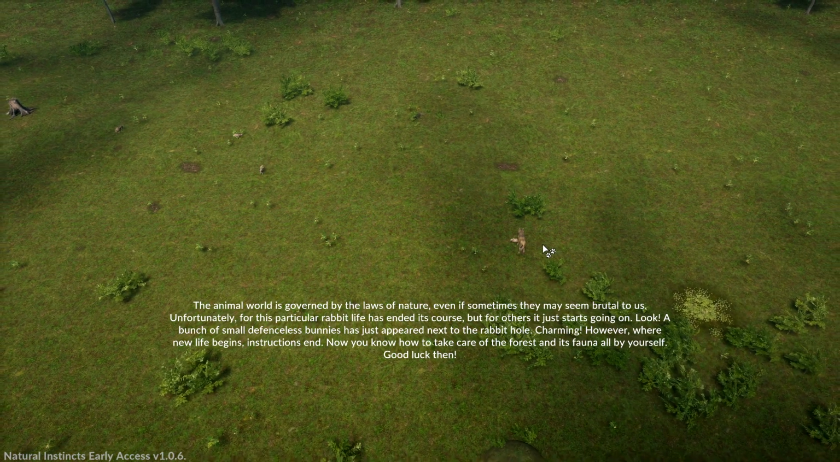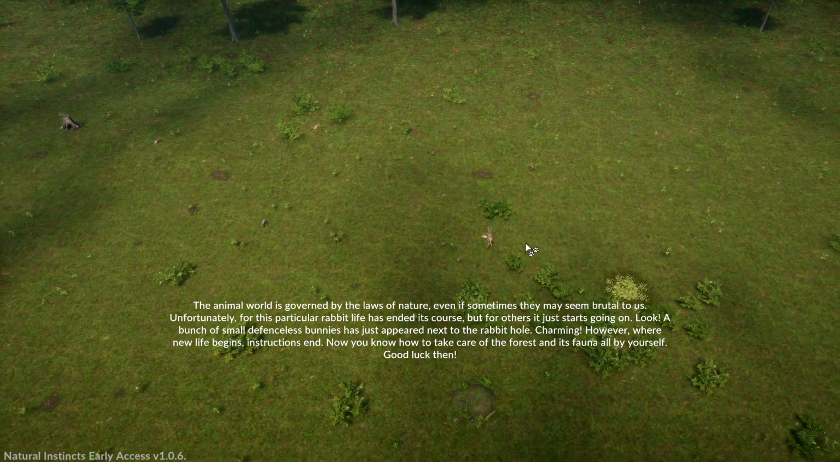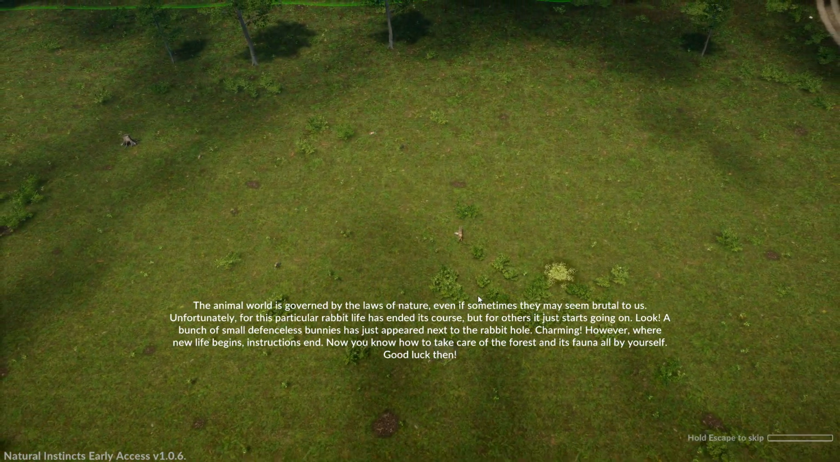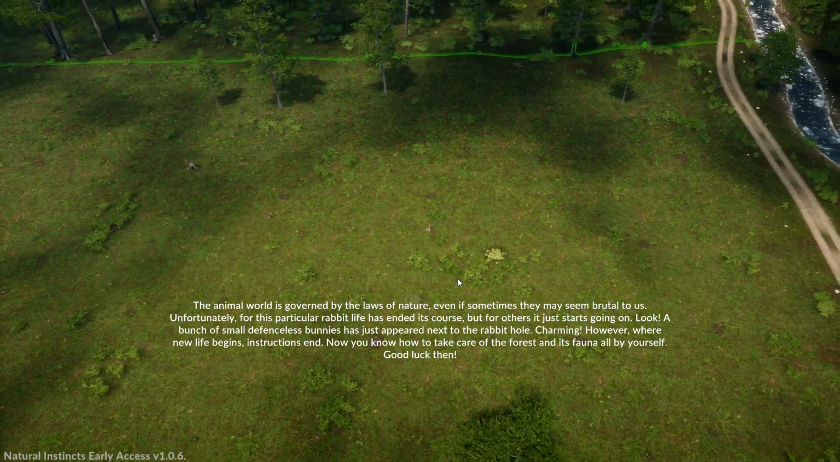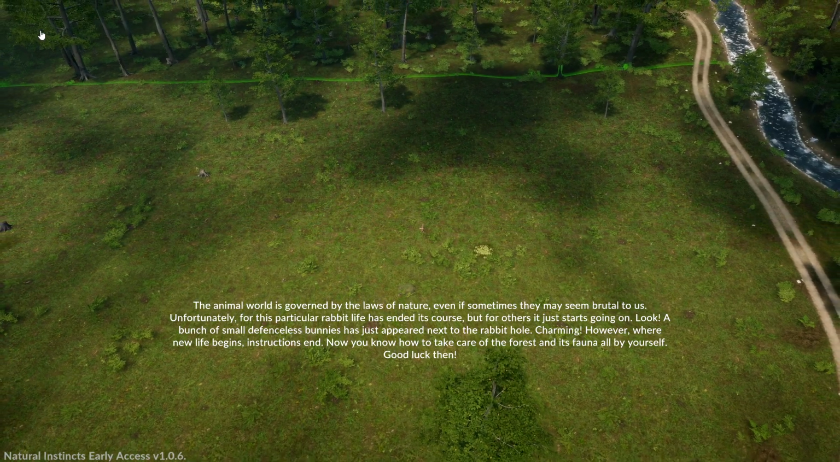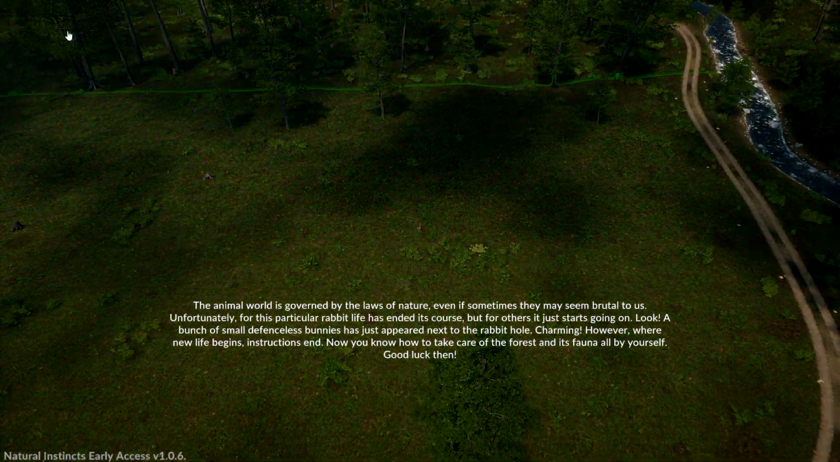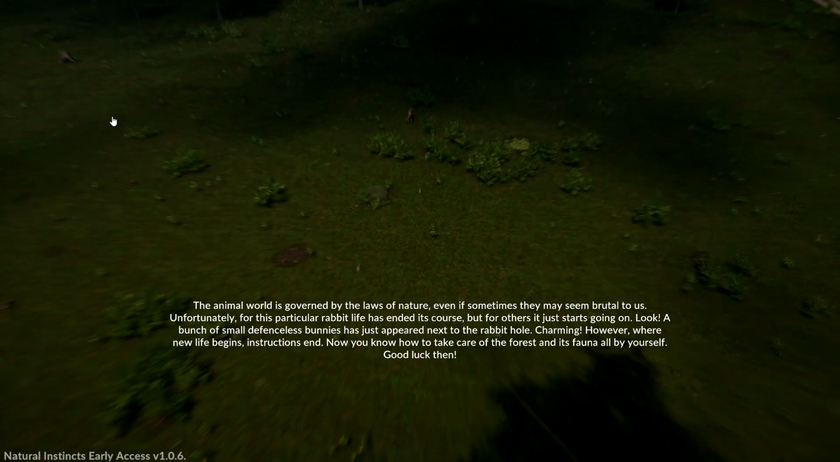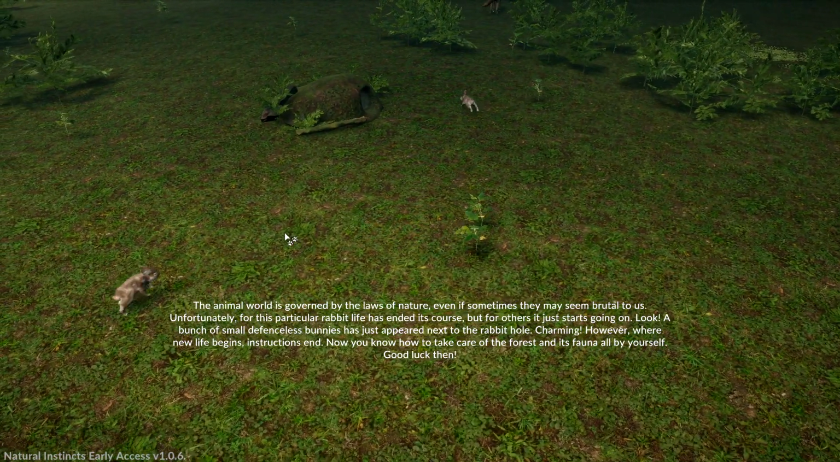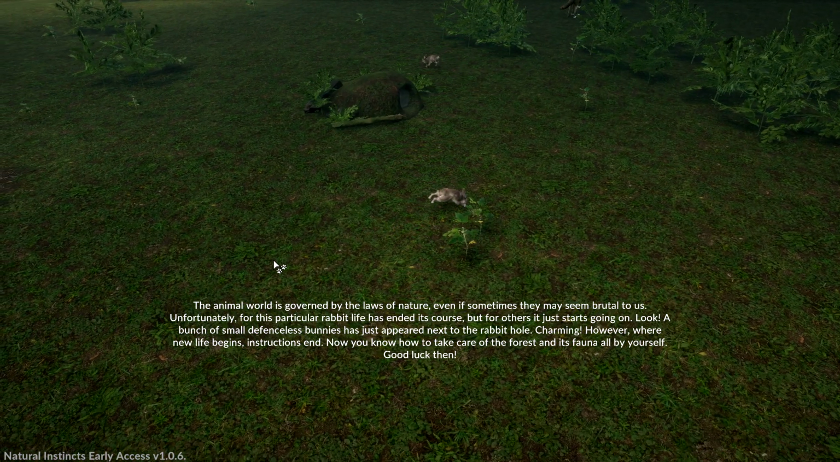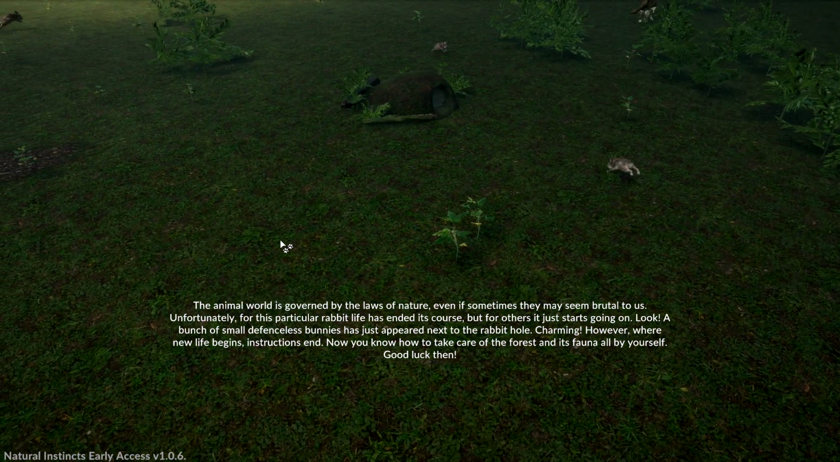The animal world is governed by the laws of nature, even if sometimes they may seem brutal to us. Unfortunately, for this particular rabbit, life has ended its course, but for others, it just starts going on. Look, a bunch of small defenseless bunnies has just appeared next to the rabbit hole. Charming. However, where new life begins, instructions end.